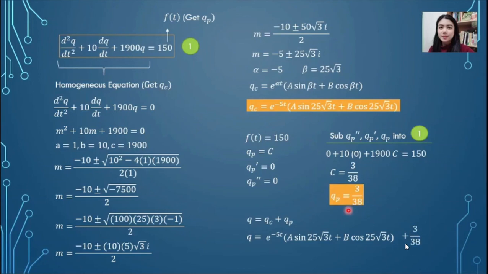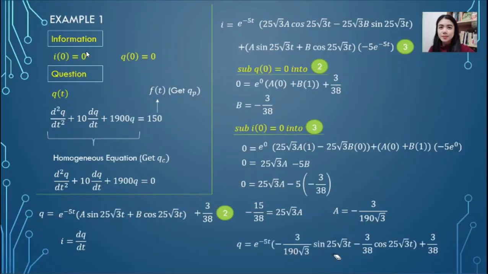So this is the general formula, but it doesn't stop here, because remember the information given. Let's say the initial current is 0 when the time is 0, and you put it inside there, and you should get the equations. So we can get A is -3 over 190√3, and you place it into the value here, and you get the equations.